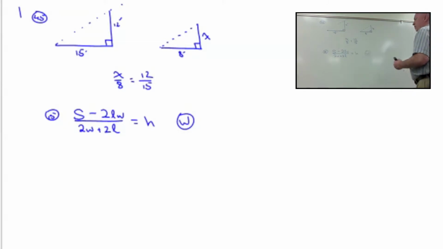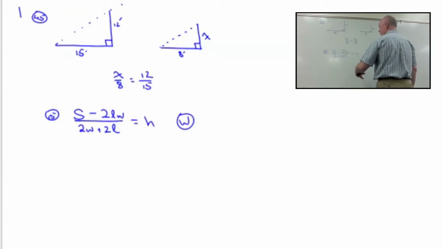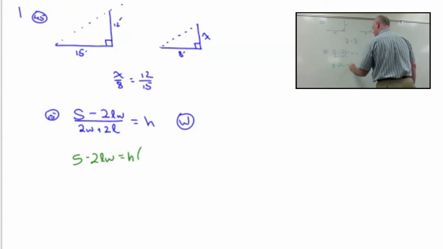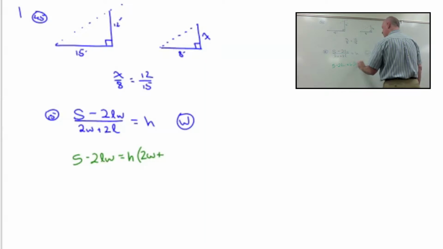No, see, you say things like that. That's the last step. If you say the last step first, guess what you're not going to get to? Get rid of the fractions. So how do I get rid of the fractions? Multiply everything by 2W plus 2L. That'll cancel out on this side, and you get S minus 2LW. And it multiplies the H on the other side, so you get 2W plus 2L times that H.